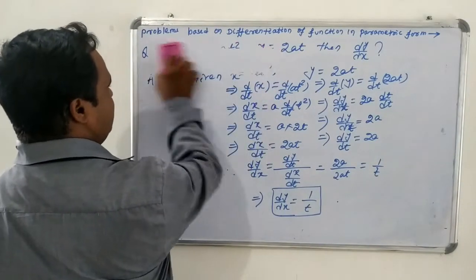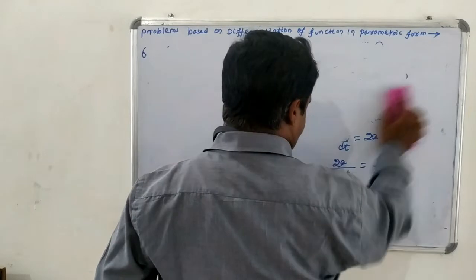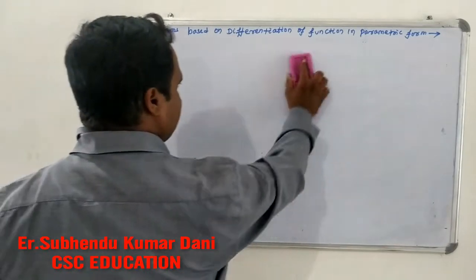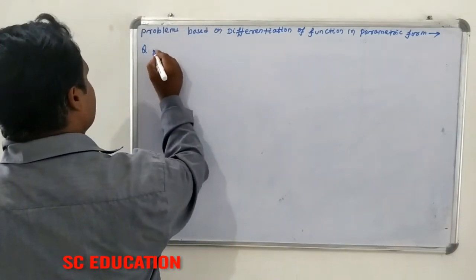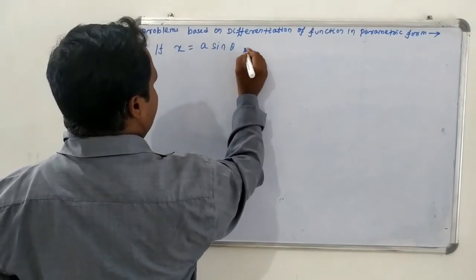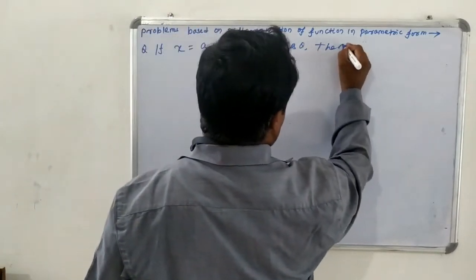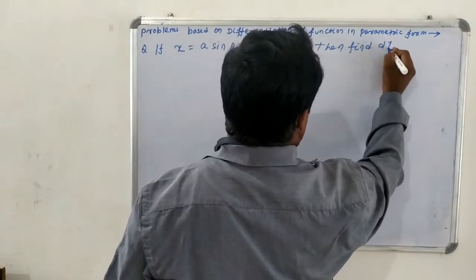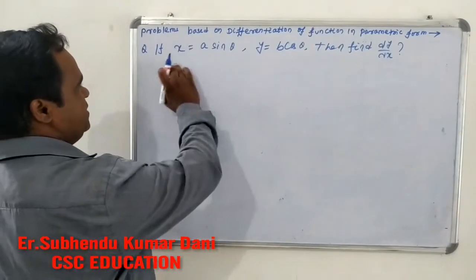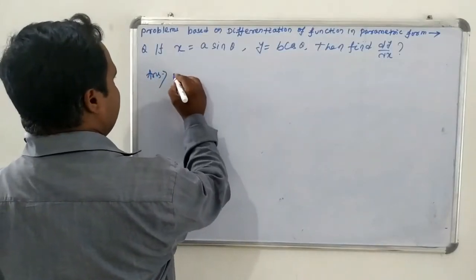Another question I am now discussing. The question is: suppose x equals a sin theta and y equals b cos theta, then find dy by dx. It is also a parametric form because x is a function of theta and y is a function of theta. So first, the given data is here.